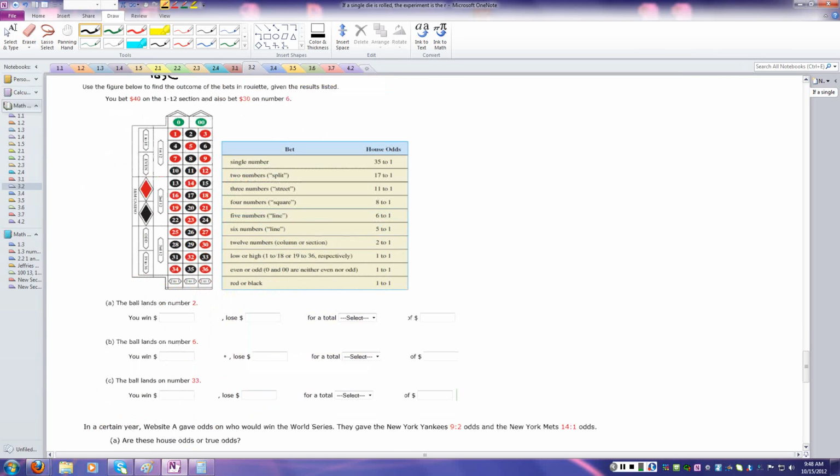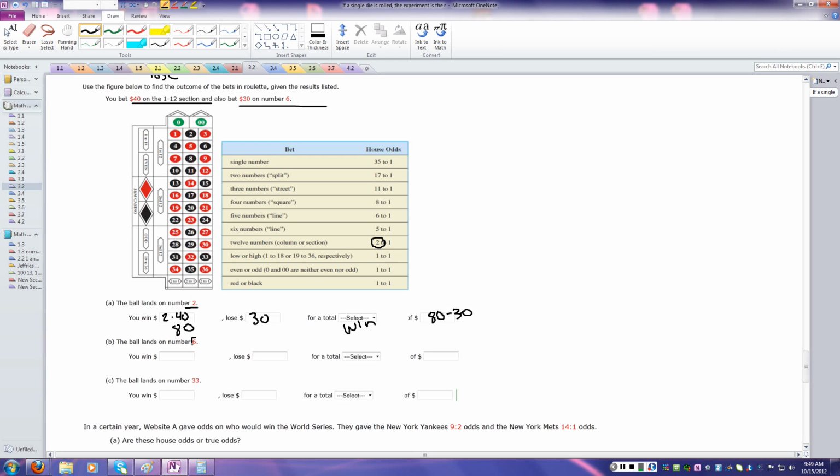Now, these can get a little bit more complicated when you bet 2 different bets. So if you bet $40 on the 1 through 12 section and you bet $30 on the number 6, and you land on the number 2, you lose this 30, but you win the 1 through 12 section, 12 numbers. You win twice as much as you bet. So if you land on 2, you win 2 times 40, but you lose 30. So this would be 80 for a total win of 80 minus $30.